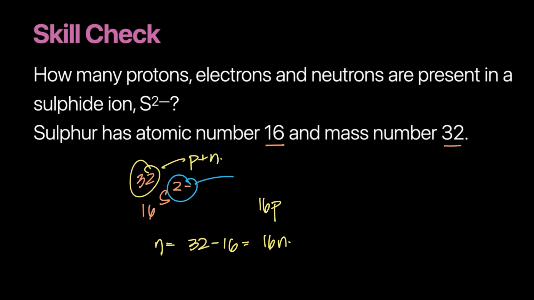But a 2- charge means it has gained 2 electrons. So now the number of electrons for this one is, there were already 16 in the atom for sulfur, because that's the number of protons. The electrons and protons are equal in an atom. But because it has gained 2 electrons, now its number of electrons is 18.